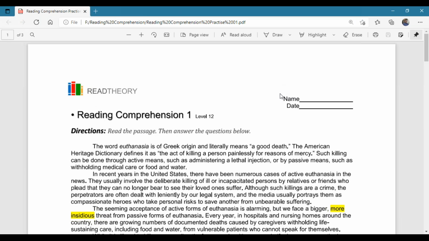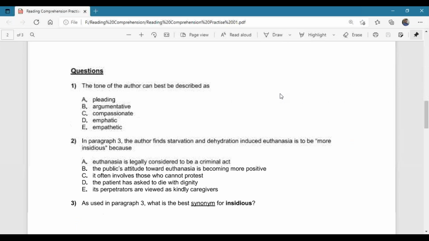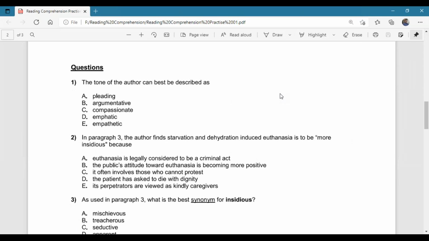Okay, so here is the passage. What questions do you think we need to solve first? I told you, first of all, you should not focus on the passage directly. You need to focus on the questions. So which questions do you think we need to solve first?